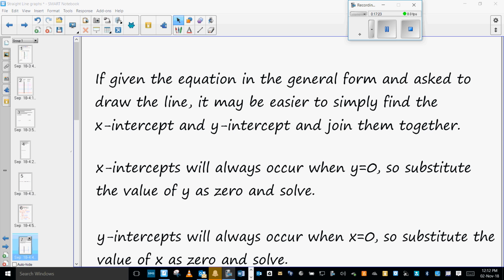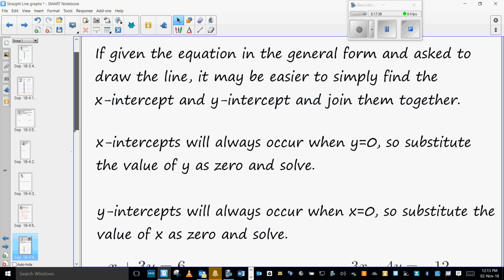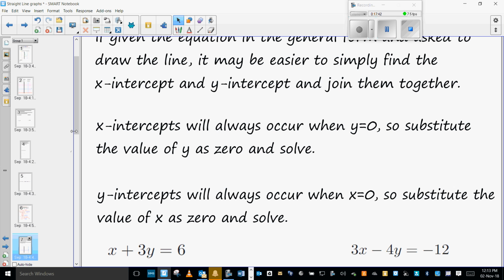Alright, so if given the equation in general form and asked to draw the line, you might want to rearrange it to y equals mx plus c. We've done stuff like that several pages ago, where we rearranged it to find the gradient and y-intercept. However, if it is in this format, rearranging could cause you a bit of an issue. If you want to find your x and y intercepts another way, you can substitute the value of y to be 0 to find your x-intercept, and substitute the value of x as 0 to find your y-intercept.